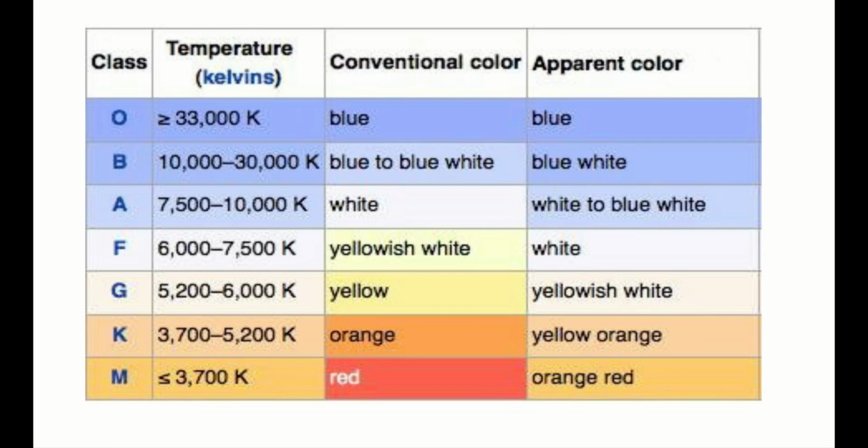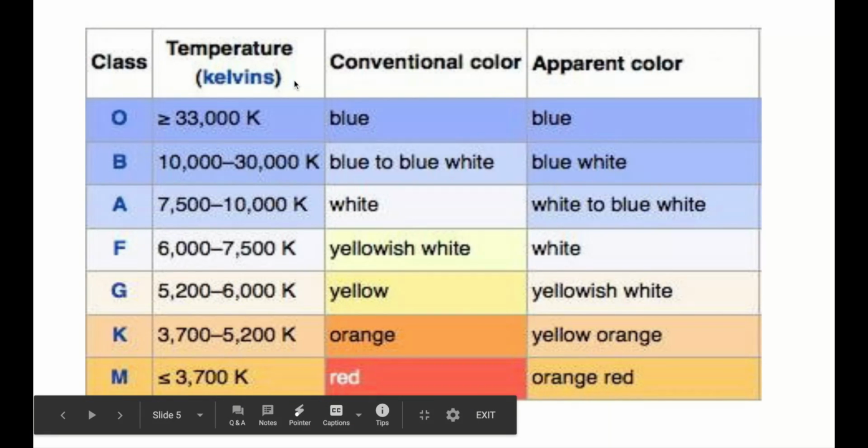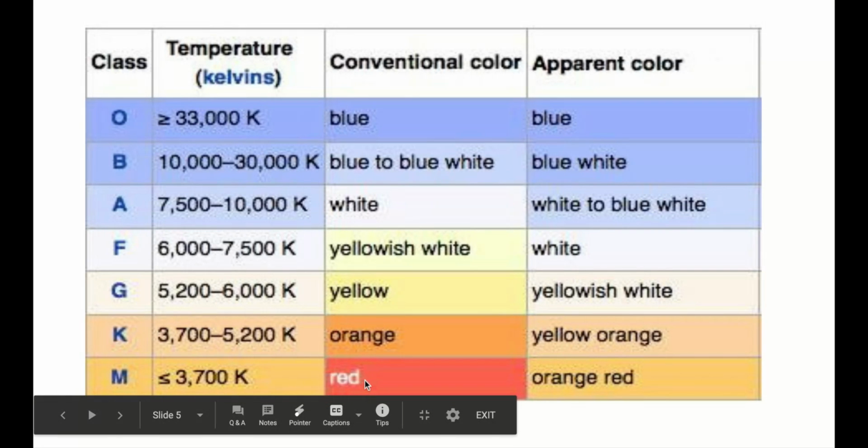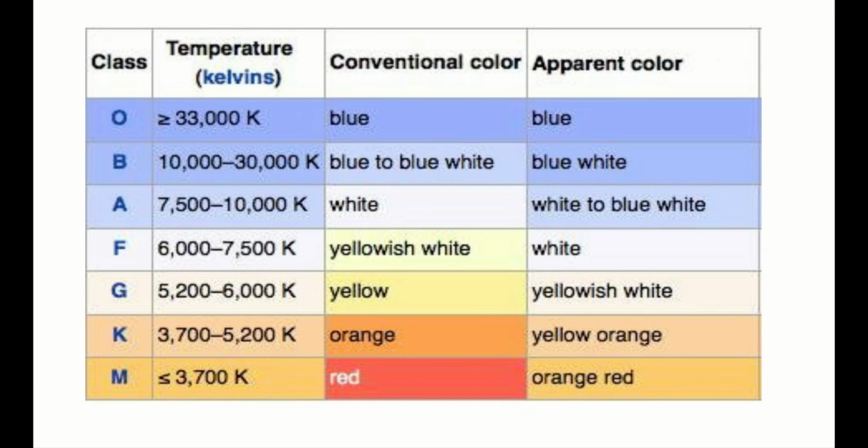Here again is just a quick way of looking at colors. This is all in Kelvin here. So blue are the hottest, blue to white are the second hottest, and then white stars, and we go down, and the red stars are the coolest stars temperature wise. Now they're all still really hot, but compared to each other, blue is the hottest star, red is the cooler, lower temperature star.